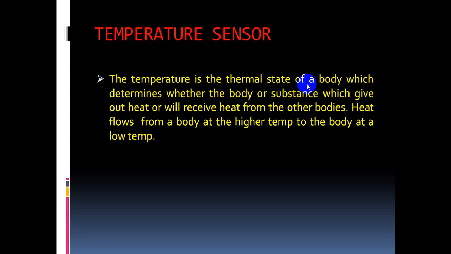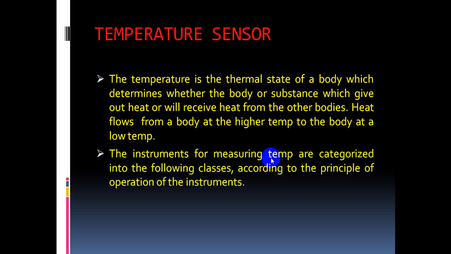Temperature is a thermal state of a body. It is nothing but the thermal state of a body which determines whether the body is hot or cold. When a substance gives out heat, it becomes cool, or if the substance receives heat from another body, it becomes hot. That's why the temperature determines whether the body is hot or cold. And heat always flows from a high temperature body to a low temperature body.